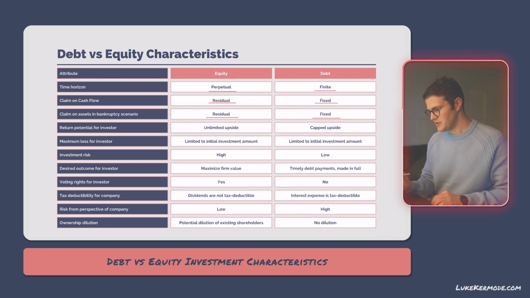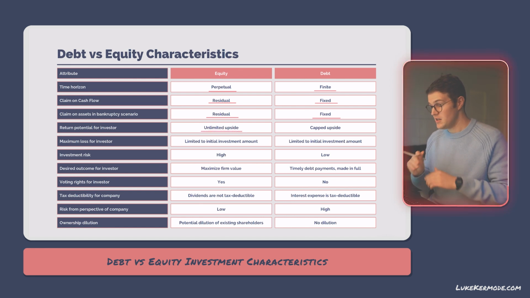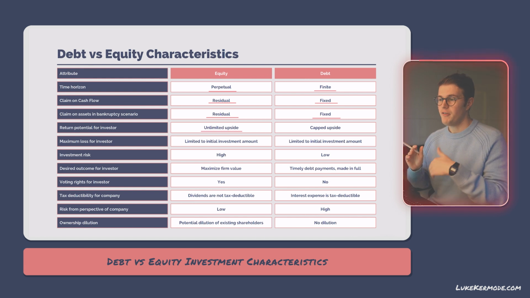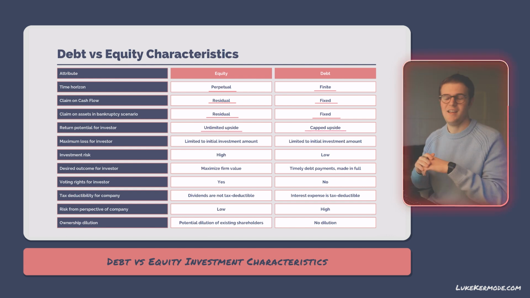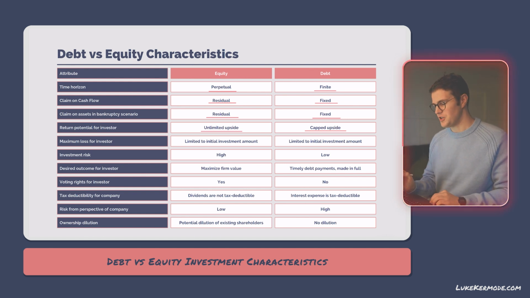Return potential. So equity offers unlimited upside. So the profits that a shareholder can earn are effectively unlimited, whereas debt investors have capped upside. The most they can earn is the principal and interest payments on the debt. There's nothing more they can earn, whereas shareholders have unlimited upside potential. There's no cap on what a shareholder can earn. If the business is successful and really successful, it could effectively earn unlimited profit, which we pass through to the shareholder.